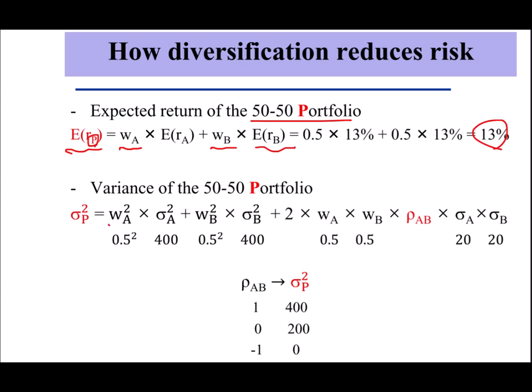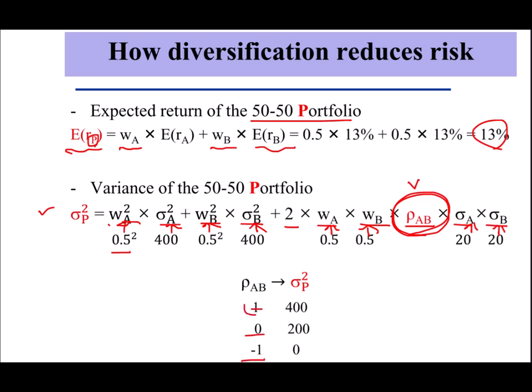This is the variance formula: squared weight times variance of stock A, plus squared weight on stock B times the variance of stock B, plus 2 times weight on A, weight on B, the correlation between A and B, the standard deviation of A, and the standard deviation of B. We can just plug in 0.5 squared, 400, 0.5 squared, 400, 0.5, 0.5, and standard deviations 20%, 20%. So the only unknown input is the correlation. Let's vary correlations from 1 to 0 to -1.